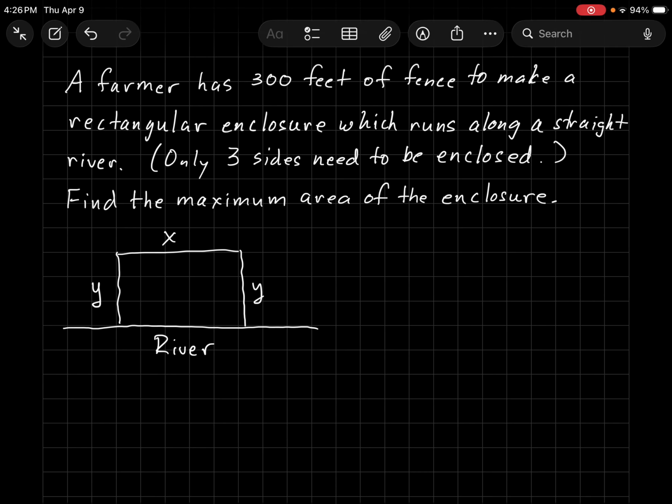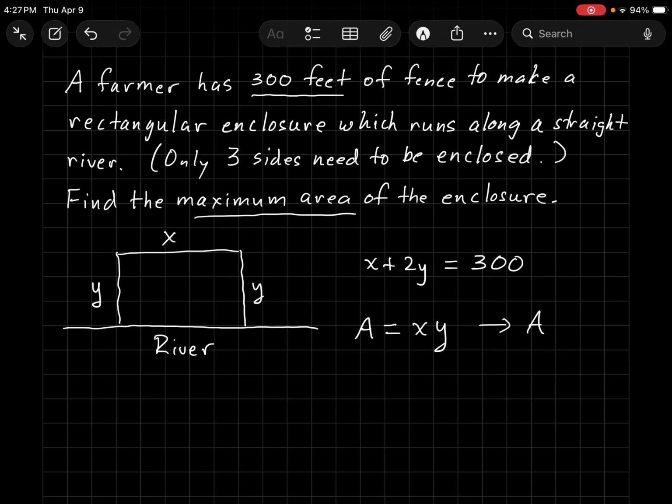Now I'm going to use the information given, which says there is 300 feet of fence. So I know that X plus 2Y, using the variables that I chose, equals 300. There's no other information given, at least up here in the prompt, but I do know that I need to find the maximum area, which means I will want an area equation. So the area of any rectangle is length times width, in this case X times Y.